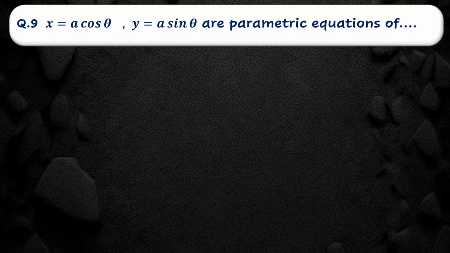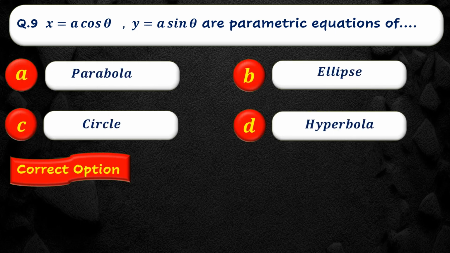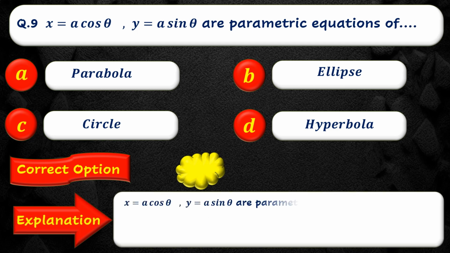Question number 9. x is equal to a cos theta, y is equal to a sin theta are parametric equations of, and the options are. Let's check out which one is the correct option. But before that we explain it. x is equal to a cos theta and y is equal to a sin theta are parametric equations of a circle, because a circle can be generated from these equations.